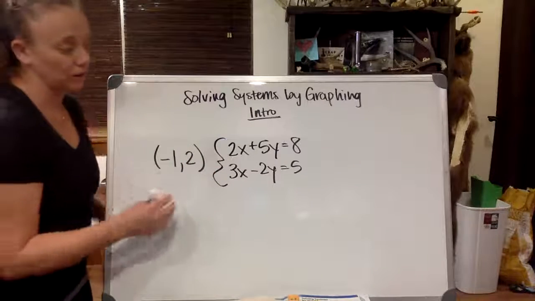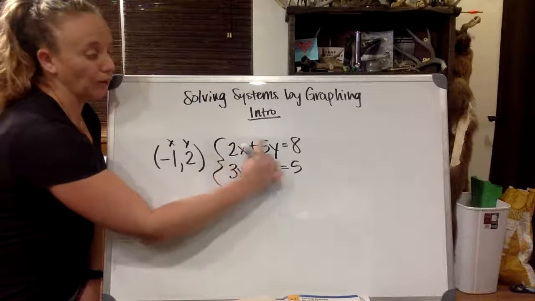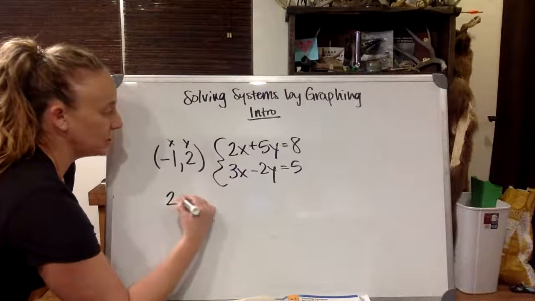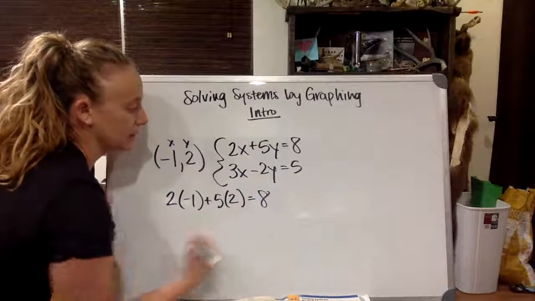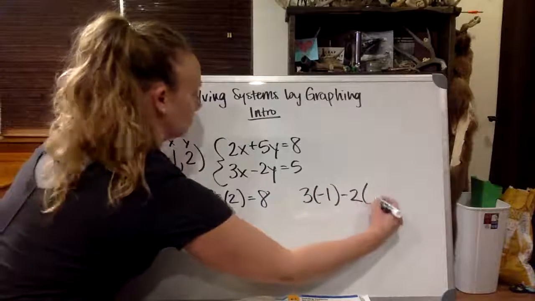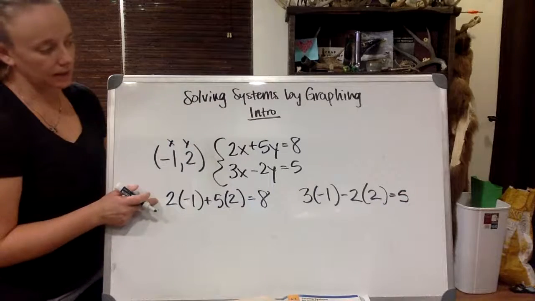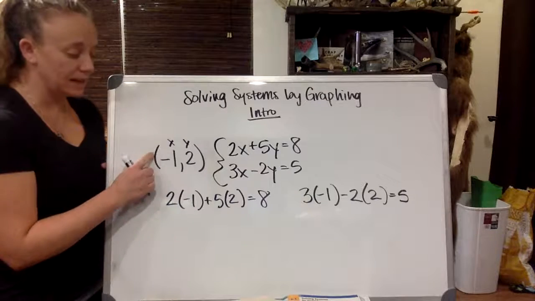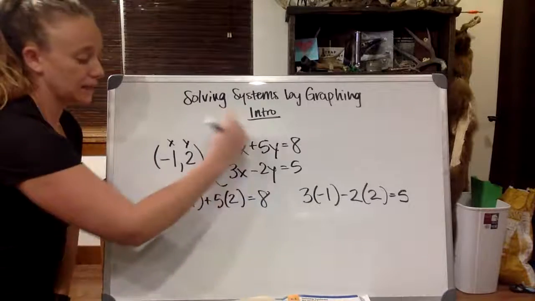So what we are going to do is plug this x value and this y value into both of these equations and see if they're true statements. So I'm going to say 2 times negative 1 plus 5 times 2 is equal to 8. And I'm also going to have 3 times -1 minus 2 times 2 is equal to 5. And I'm going to solve both of these number sentences now and figure out if they're true statements. If they are true statements, we can say that this point is a true solution or an intersection point to this system.